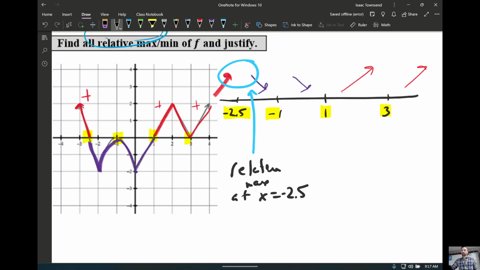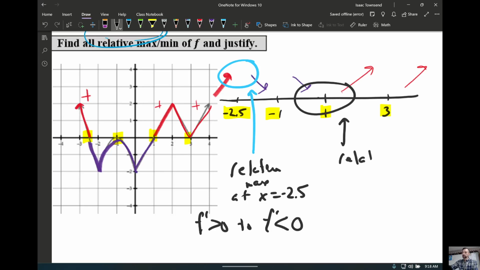And since it says justify, we need to justify. But honestly, if you understand that there is a relative max there, then you've already done the justification in your head. You just need to write it on paper. Because at that point, the derivative is going from positive to negative. Going down and then going down doesn't create a relative max or min. Going down and then up creates a relative min. So there's a relative min at x equals 1.